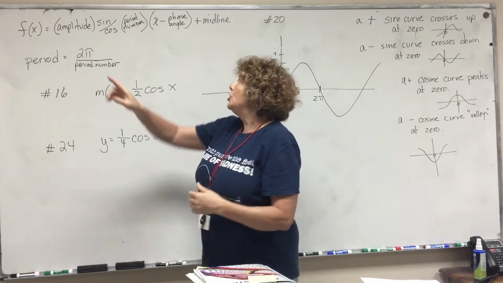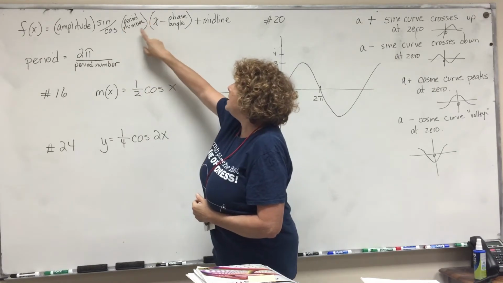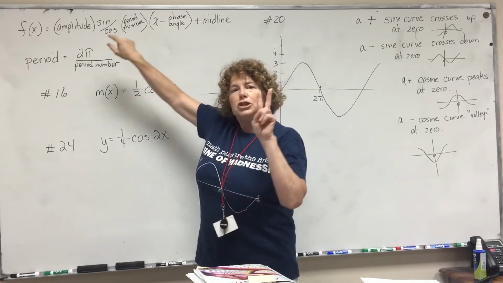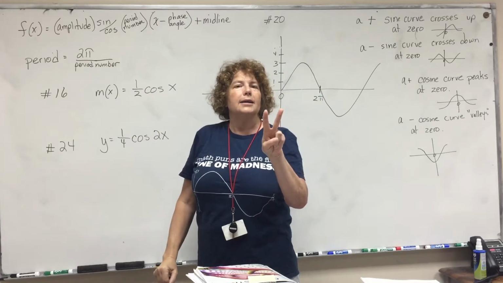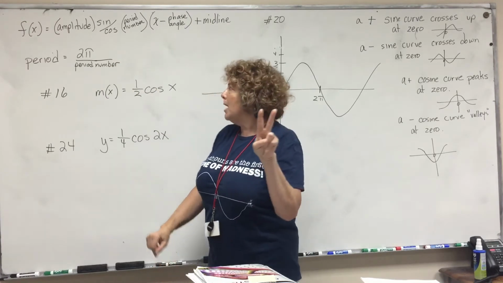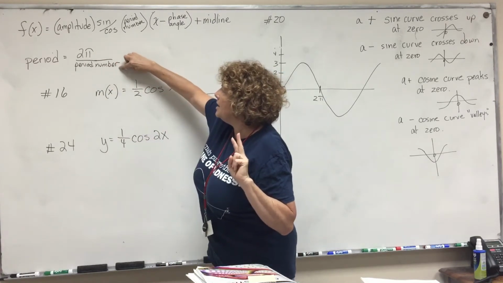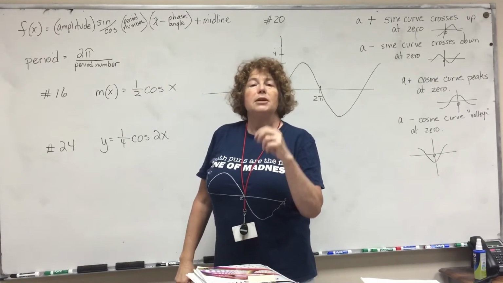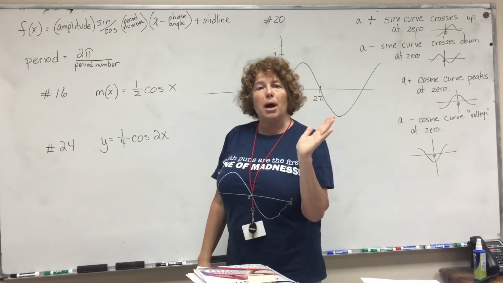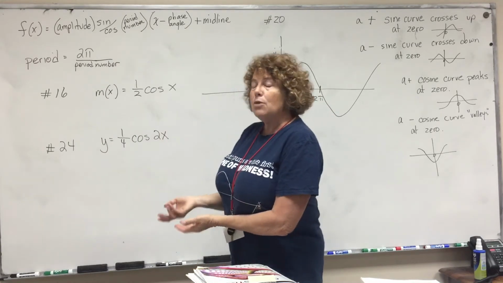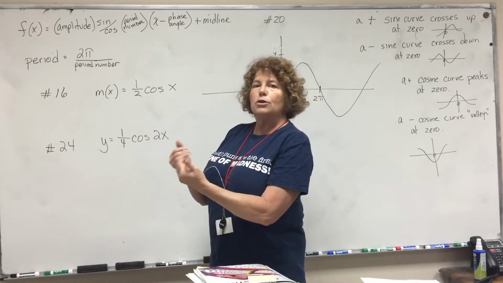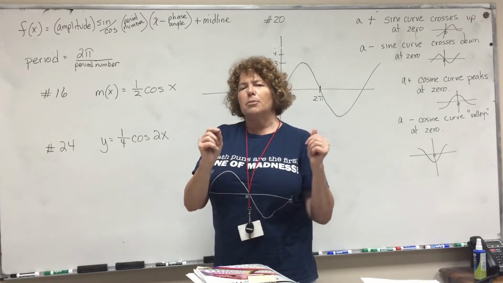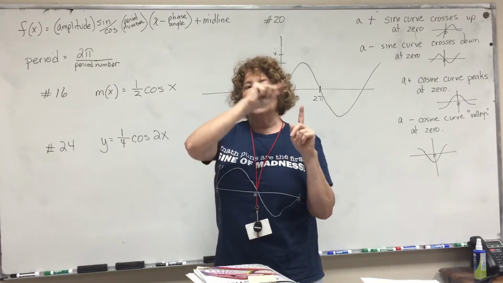Like if you have a 2 in front of the x, in the parenthesis, then that means you can fit 2 curves in 2 pi. So if you can fit 2 curves in 2 pi, then 2 pi divided by 2 means that your period would be pi, because 2 pi divided by 2 is just pi. And if it was 3, it would be 2 pi divided by 3, or 2 pi over 3 would be your period. So your period is the number of radians in one full curve.